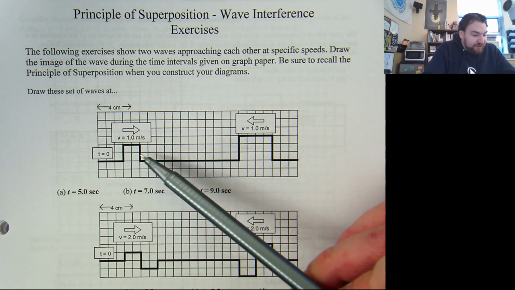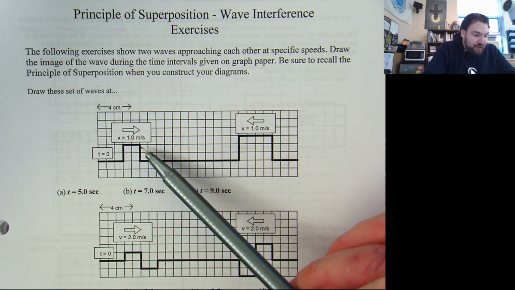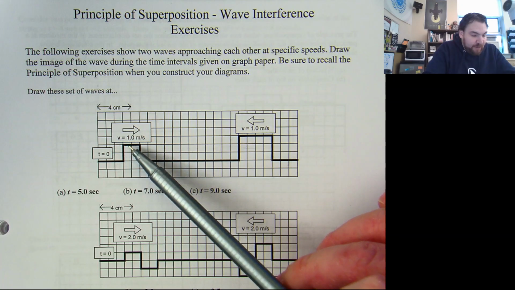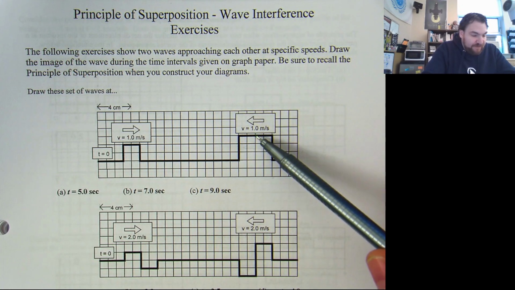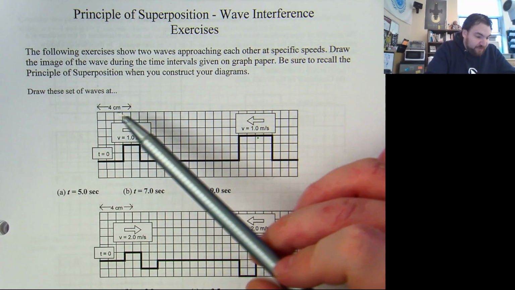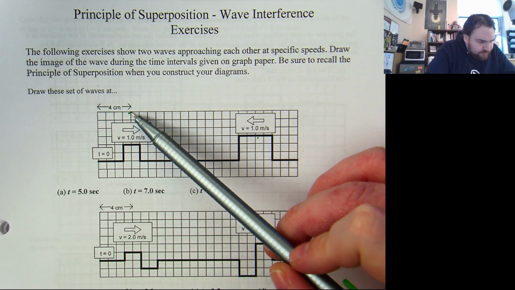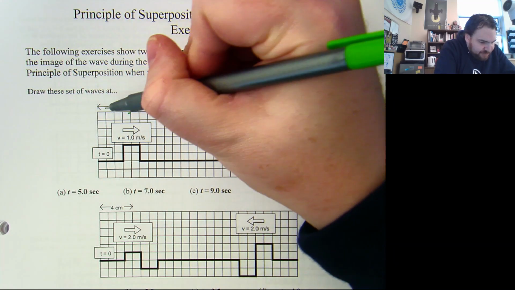So we've got two waves that are approaching each other. At time equals 0, this is what they look like. You've got a wave traveling to the right at 1 meter per second, and another wave traveling to the left at 1 meter per second. And then let's assume every square, well, actually we're told from here to here is 4 centimeters, so each of these represents 1 centimeter.